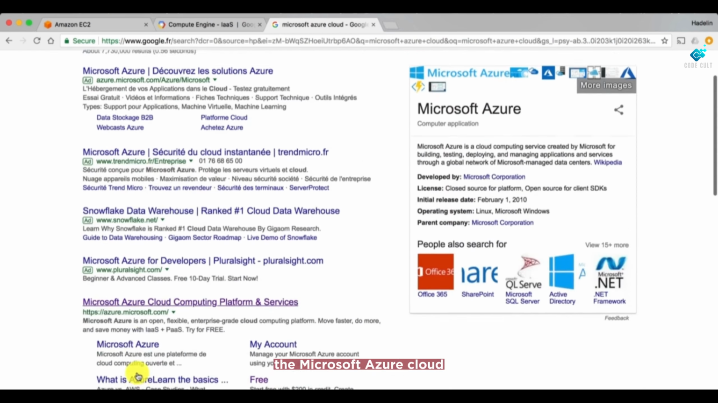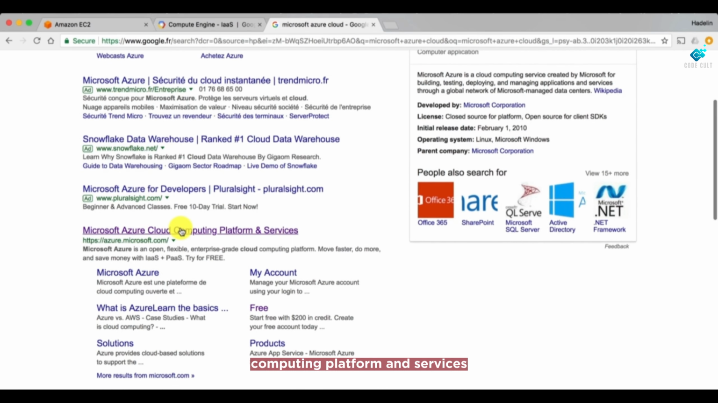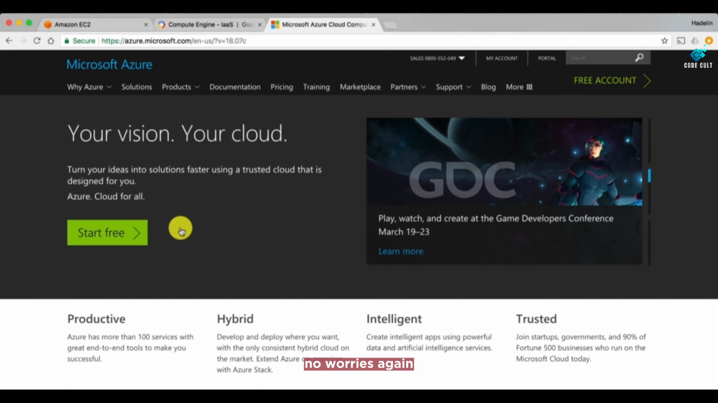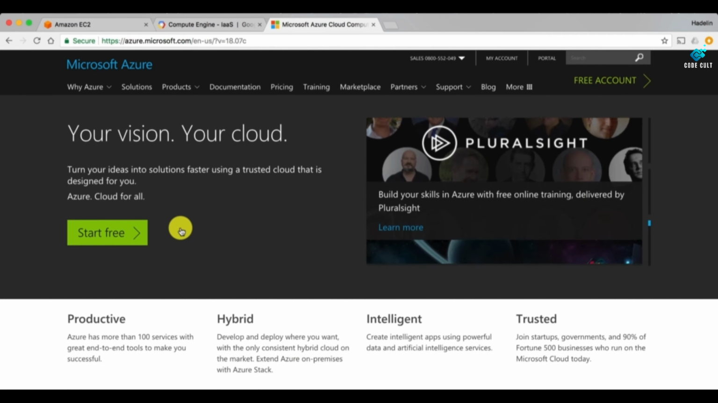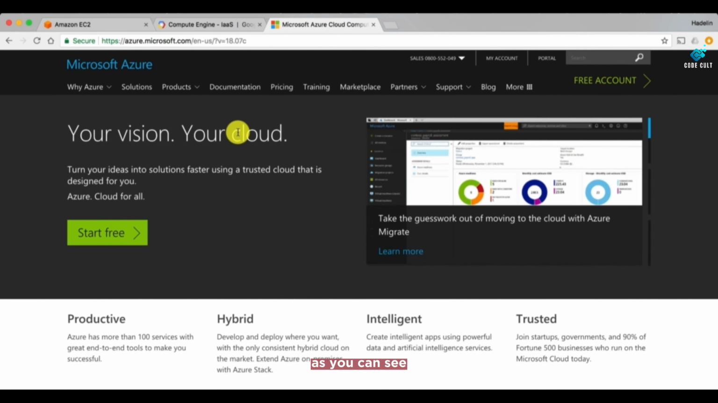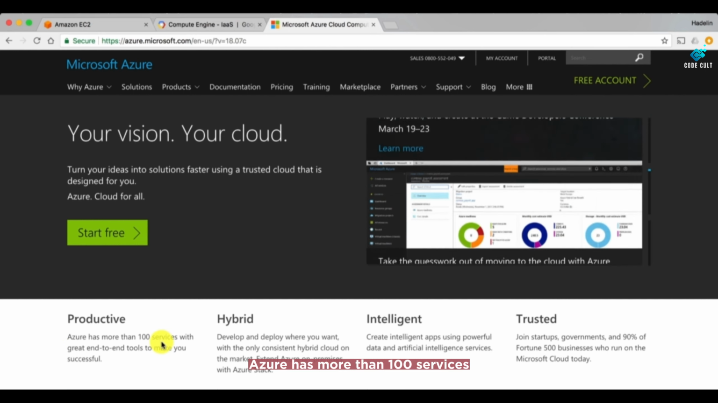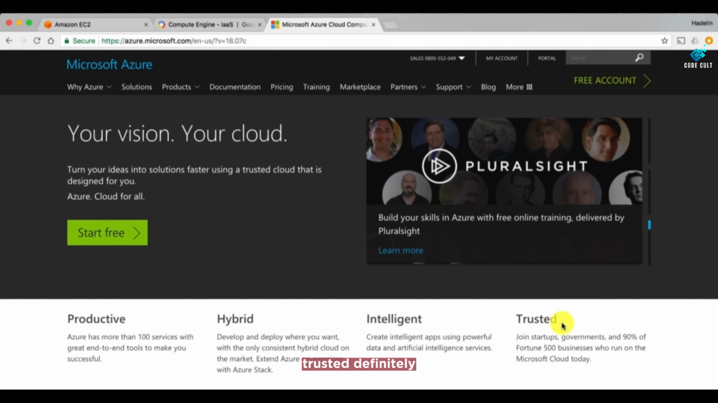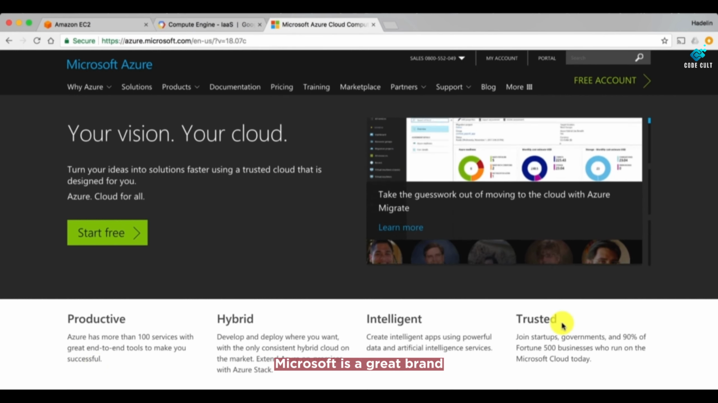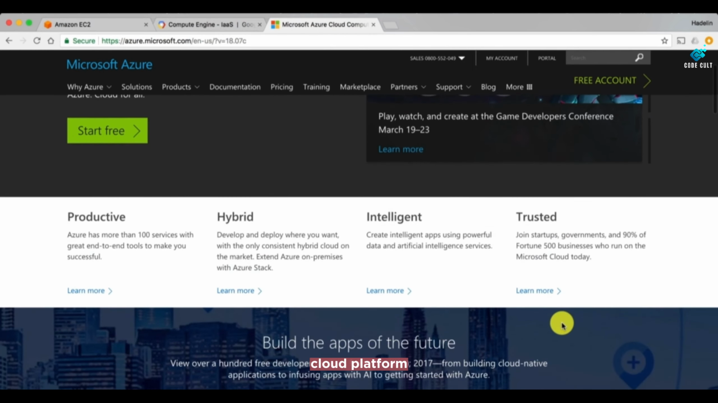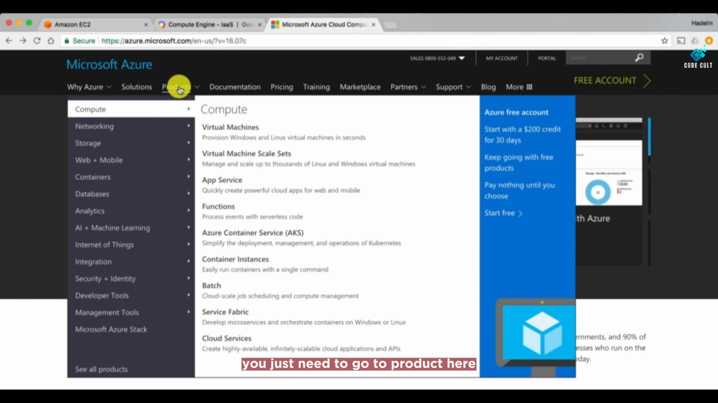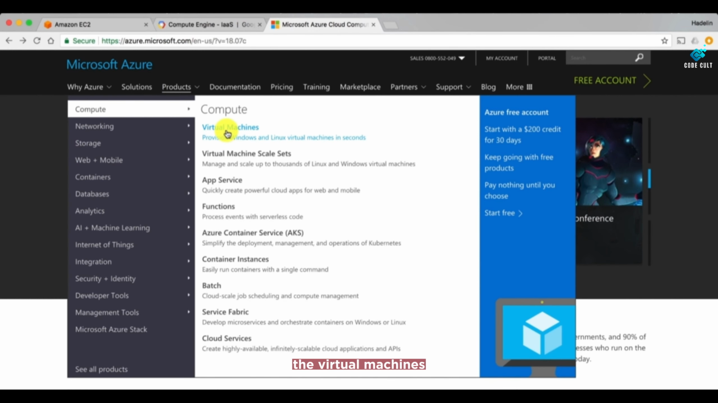All right? So Microsoft Azure Cloud Computing Platform and Services. Definitely this one. Here we go. That's the third cloud platform I highly recommend to check out. No worries. Again, I'll give you my best recommendation. So your vision, your cloud, and as you can see, Azure has more than 100 services with great end-to-end tools to make you successful. Okay, they're hybrid, intelligent, trusted. Definitely Microsoft is a great brand, and you can feel safe using their cloud platform. All right. And again, if you're interested in checking it out in more details, you just need to go to product here, and there you go. You can find the virtual machines.